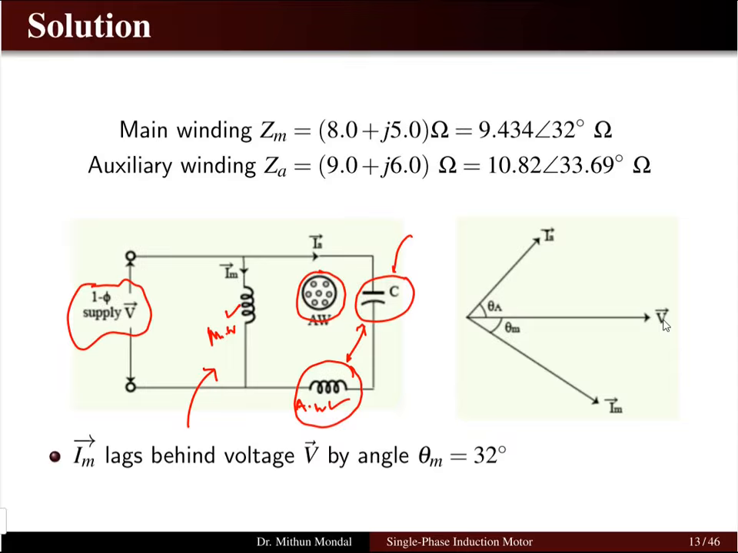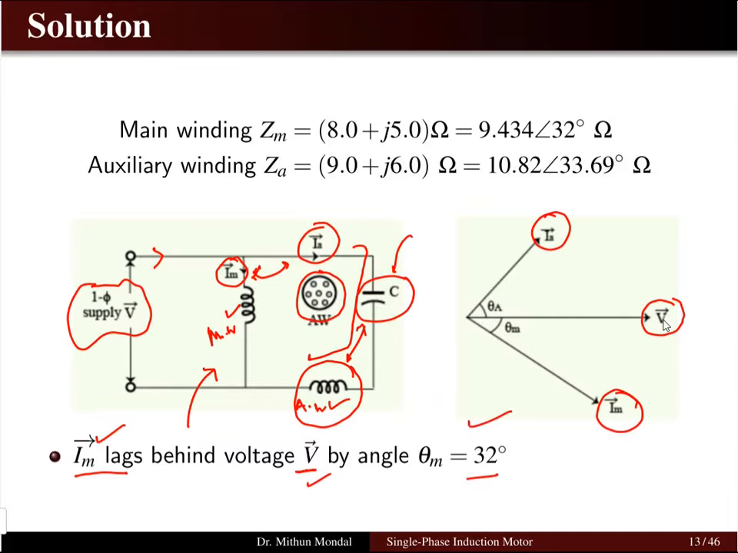The current coming from the supply is distributed in the main winding and the auxiliary winding. The same current flows through the capacitor and the auxiliary winding. The difference of these two currents would be 90 degrees. That is what is given in the condition in the problem. Now it is given that the current IM, the current in the main winding, is lagging the supply voltage by an angle of 32 degrees. So we take the voltage as the reference, and you have the two currents, one the auxiliary current and the other the main current. The main current is lagging the voltage V by an angle of 32 degrees.